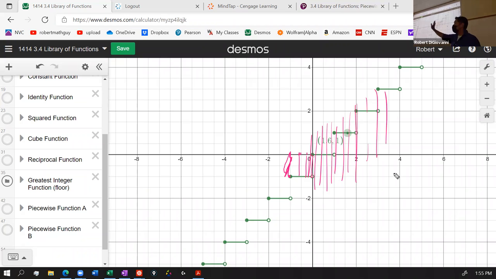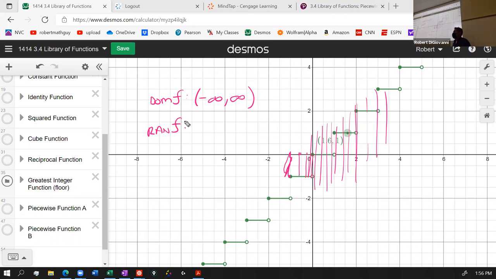And I could go in both directions, right? So the domain of this should be everything. Now the range is harder. What about the range? Every integer is our range. The only outputs of this function are integers, right?